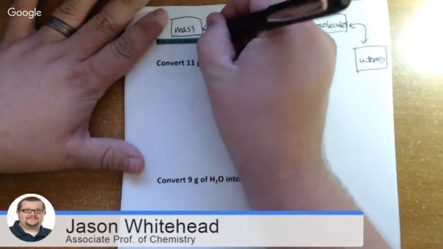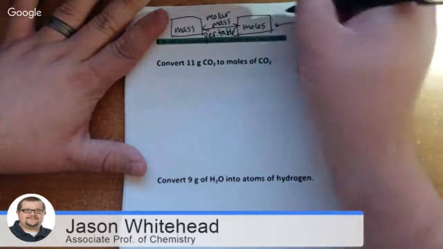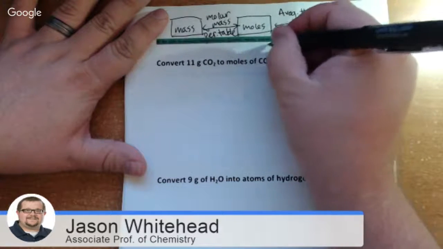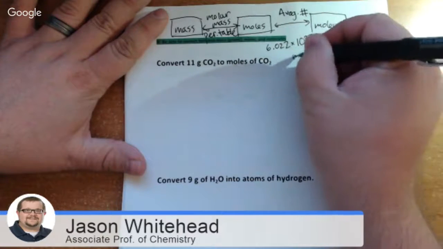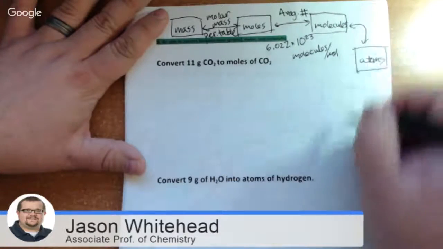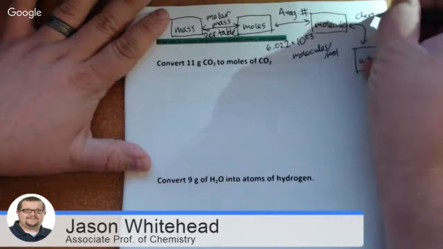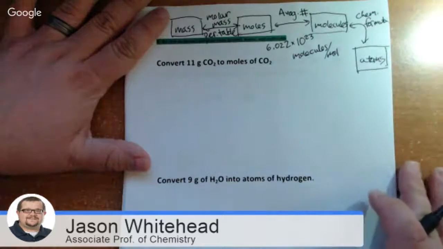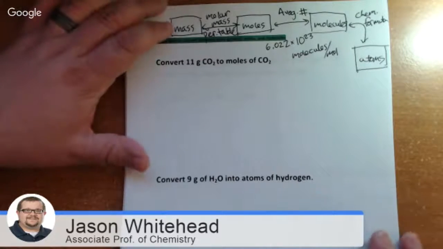Molar mass you get from the periodic table. Okay, if I'm going to go moles to molecules, I need Avogadro's number, and that number is 6.022 times 10 to the 23rd, and the units on it are molecules per mole. And then last, if I want to go from molecules to atoms, I'm going to use the chemical formula. So if I'm using H2O, that's the formula I'd use. If I'm using carbon dioxide, I would use CO2.